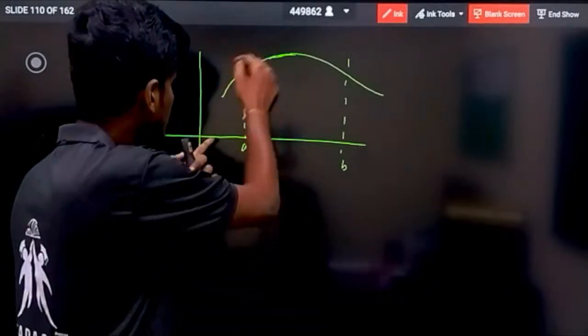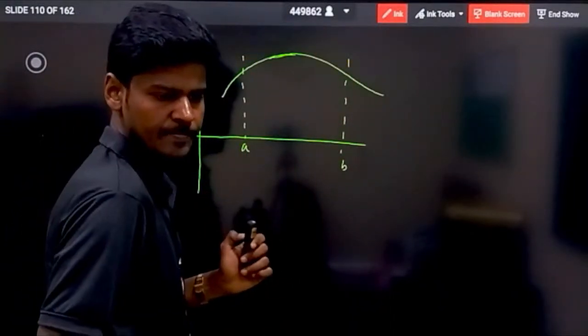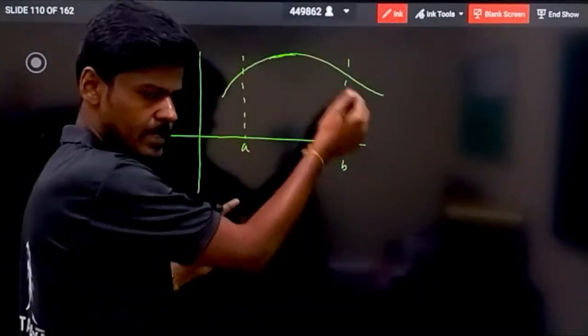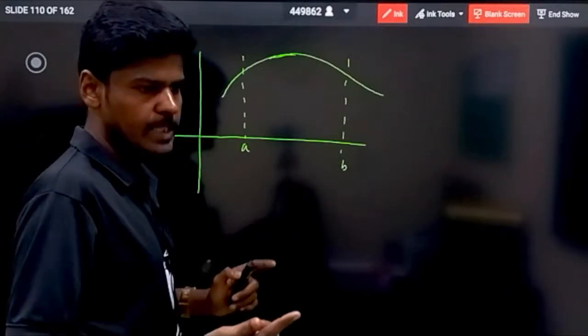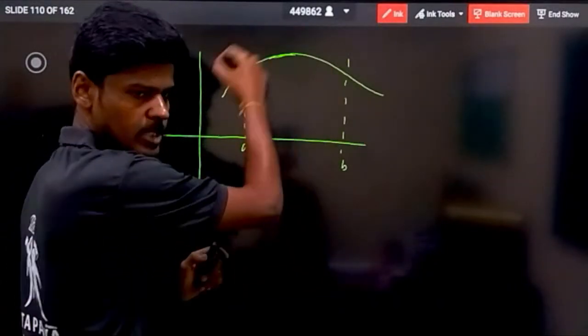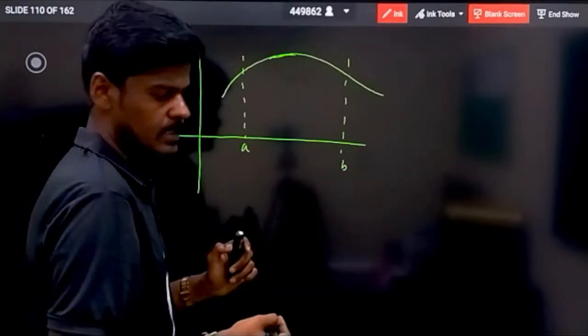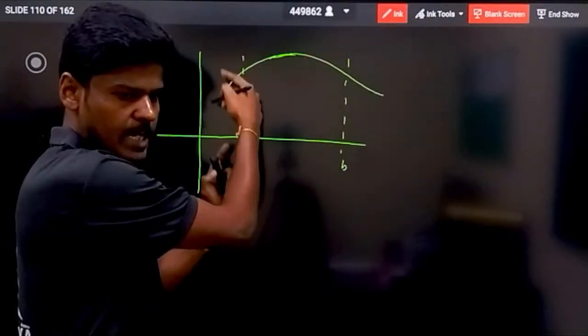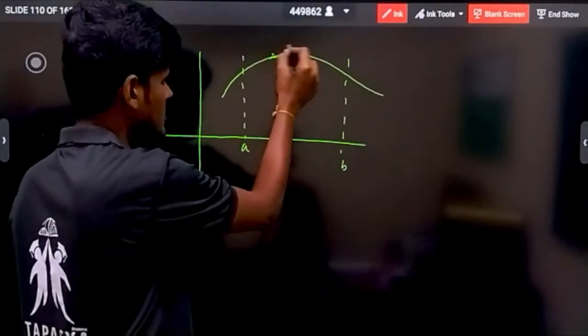What are we going to add? All the y values, that is f of x. What is f of x? That is y. When x is the input, y, that is f of x, is the output. So we are going to add all these values of y. That gives the answer. So when we are adding all these values of y, take any strip.